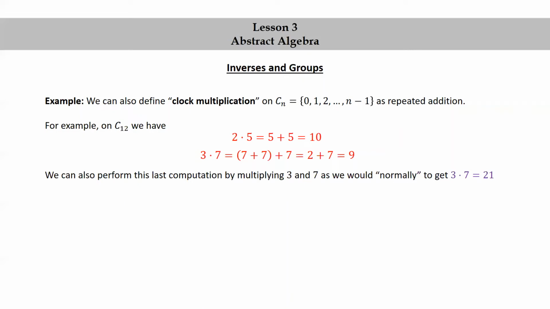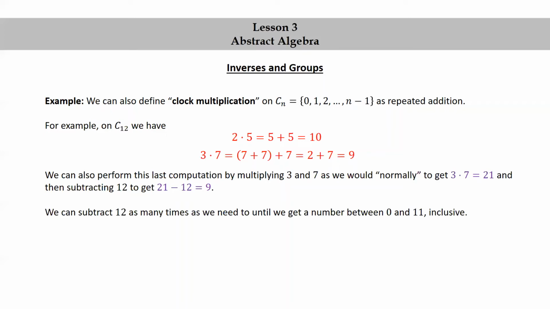We can also perform this last computation by multiplying 3 and 7 as we would normally to get 3 times 7 equals 21, and then subtracting 12, because we're on a 12-hour clock, to get 21 minus 12 equal to 9. Notice we get the same answer.